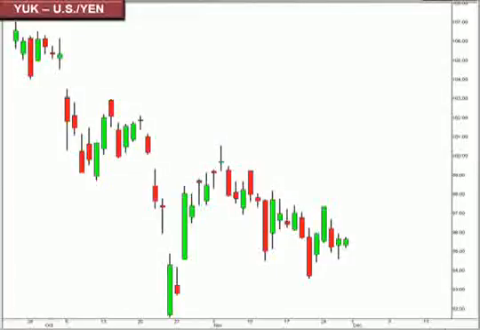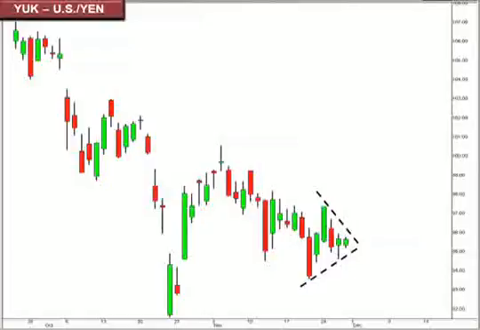Next up, the YUK, the US versus the Japanese yen. Well, we're seeing an all too familiar pattern forming here in the shape of a sideways triangle, which often reflects indecision with respect to a directional bias. However, in the case of the YUK, it has resulted in a continuation of the prior trend, which has, as of late, been to the downside.